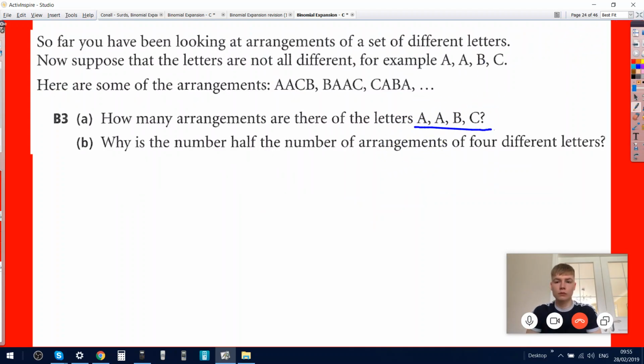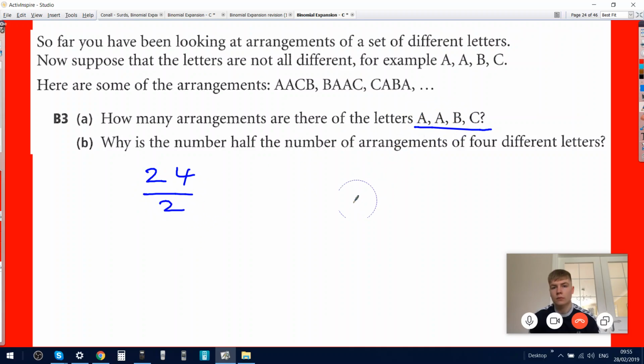How many arrangements are there for these letters? Would it be 24 again? Or? So it should be 24. The trick, though, is that A and A, if you swap those around, it'd be the same thing. And because of those two, you have to divide by 2. You get half the number that you would have gotten. Okay. So you'll get a total of 12.